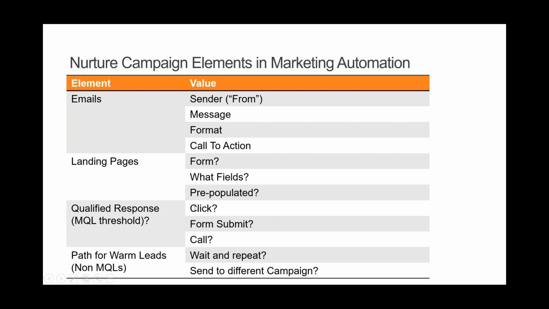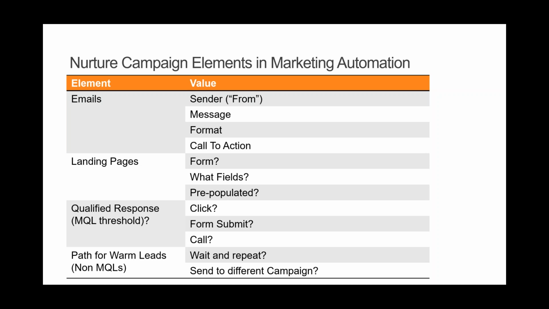From a planning perspective, though, we really want to understand, well, what is the qualified response that we're looking for from this campaign that is going to tell us that this is now an MQL, or at least to tell us that someone is warmer than a new lead. So is that a click? Is that a click on a specific link to, say, a download? Is it a contact us form? It could be any of these things, but these are the decisions you're going to have to make.